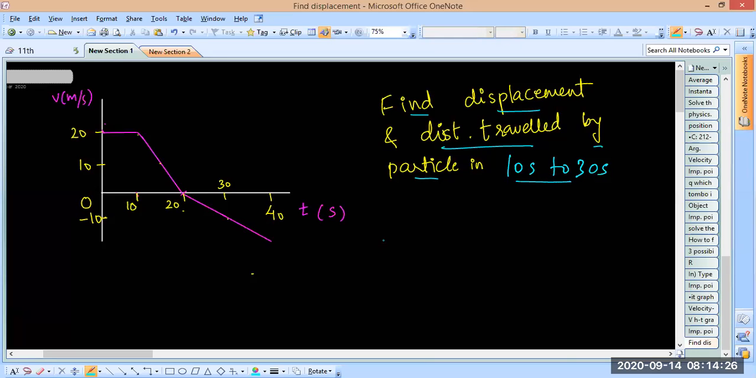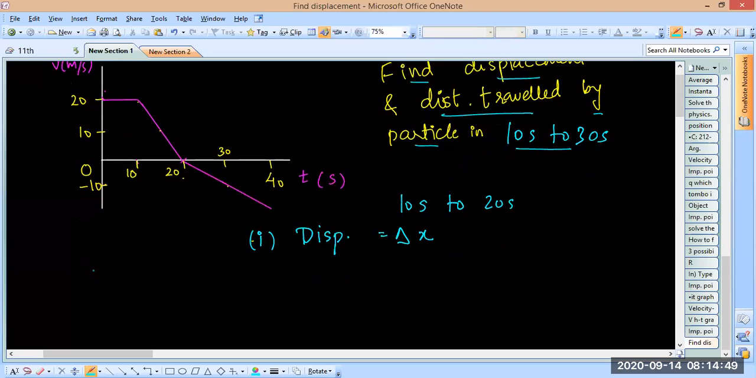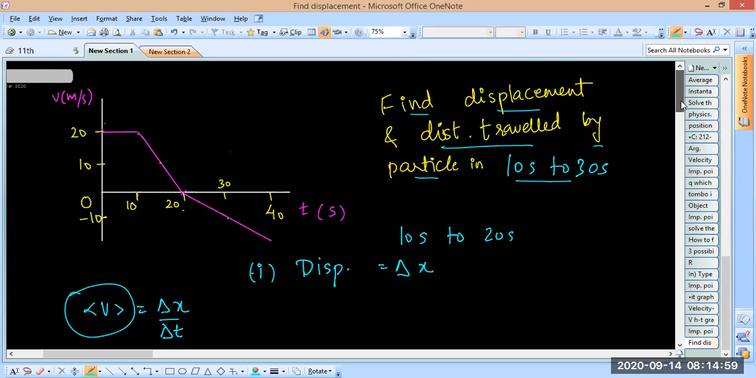So what do we have to find? In the time interval from 10 second to 30 second, we have to find two things. First, displacement, that is delta x. Listen to this very carefully. So far we have talked about only one formula that deals with displacement, but you cannot find average velocity based on this graph.